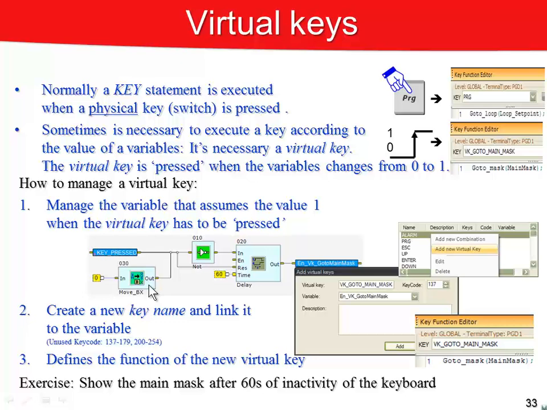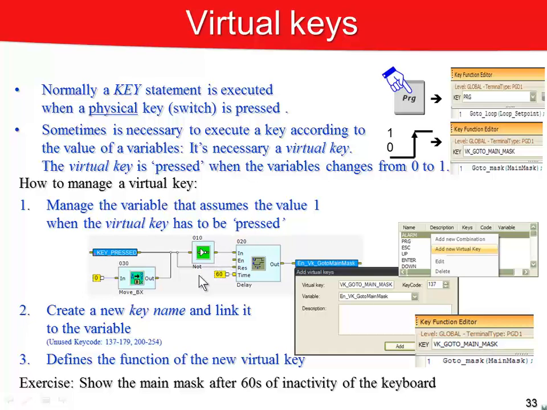Well, I don't want to spend time explaining how this strategy works, how in detail the block works, because the only new thing in this topic is step 2, that is how to create a new key name and link it with the variable, because the variable and the function of the key is something that we have already seen. Step 1 is simply strategy, like any other part of the strategy, and how to define the function of a key is something that we have seen several times so far.